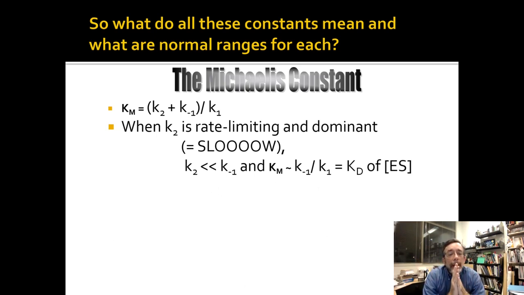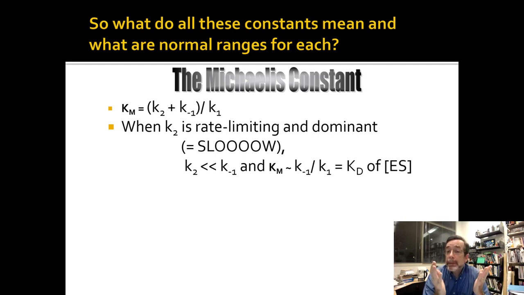like we said, the prominent situation was where K2 is rate limiting and slow. So it's very small relative to K minus 1. If that is true, then if K2 is much less than K minus 1, K2 plus K minus 1 is approximately equal to K minus 1. The K2 is so small, it disappears. And so we can say that Km is equal to the dissociation of ES over the association of ES, which is almost exactly like the definition of the KD of ES.